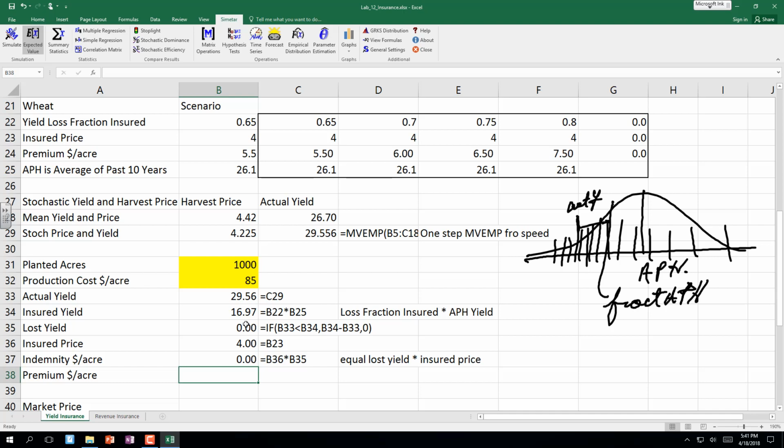We have a premium. And the premium is always equal to the acres planted times the premium, or dollar per acre premium. So we'll have 1,000 acres times that premium up there at $5.50.